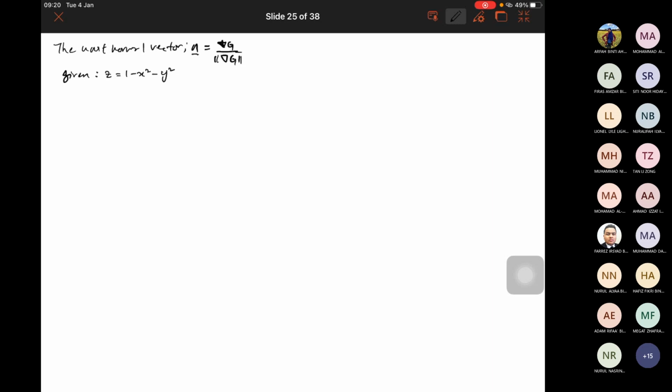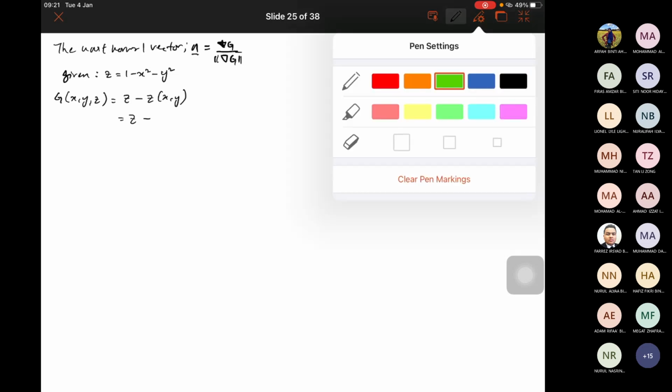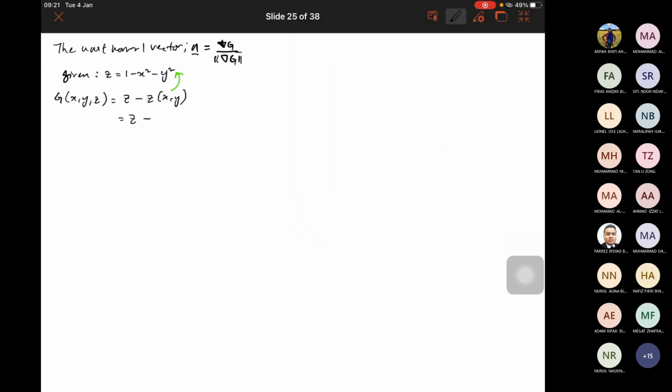So from here, G of X, Y, Z, which is given as Z minus Z of X, Y. Okay, so it will be equal to taking Z minus Z of X, Y, this equation. Okay, Z minus 1 minus X squared minus Y squared. Z minus 1 plus X squared plus Y squared. Okay, so it will also be Z plus X squared plus Y squared minus 1. Okay, and then we want to get delta of G.